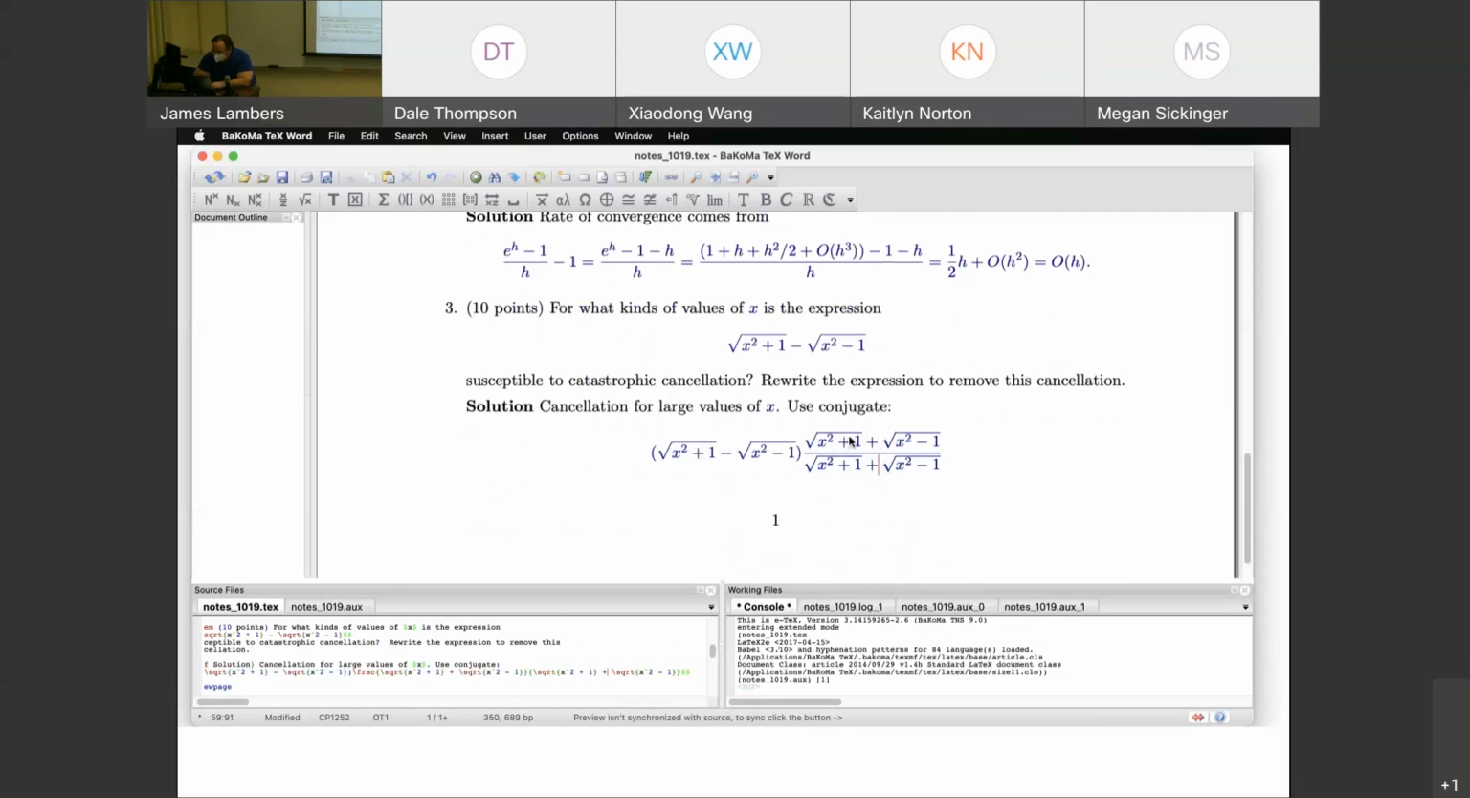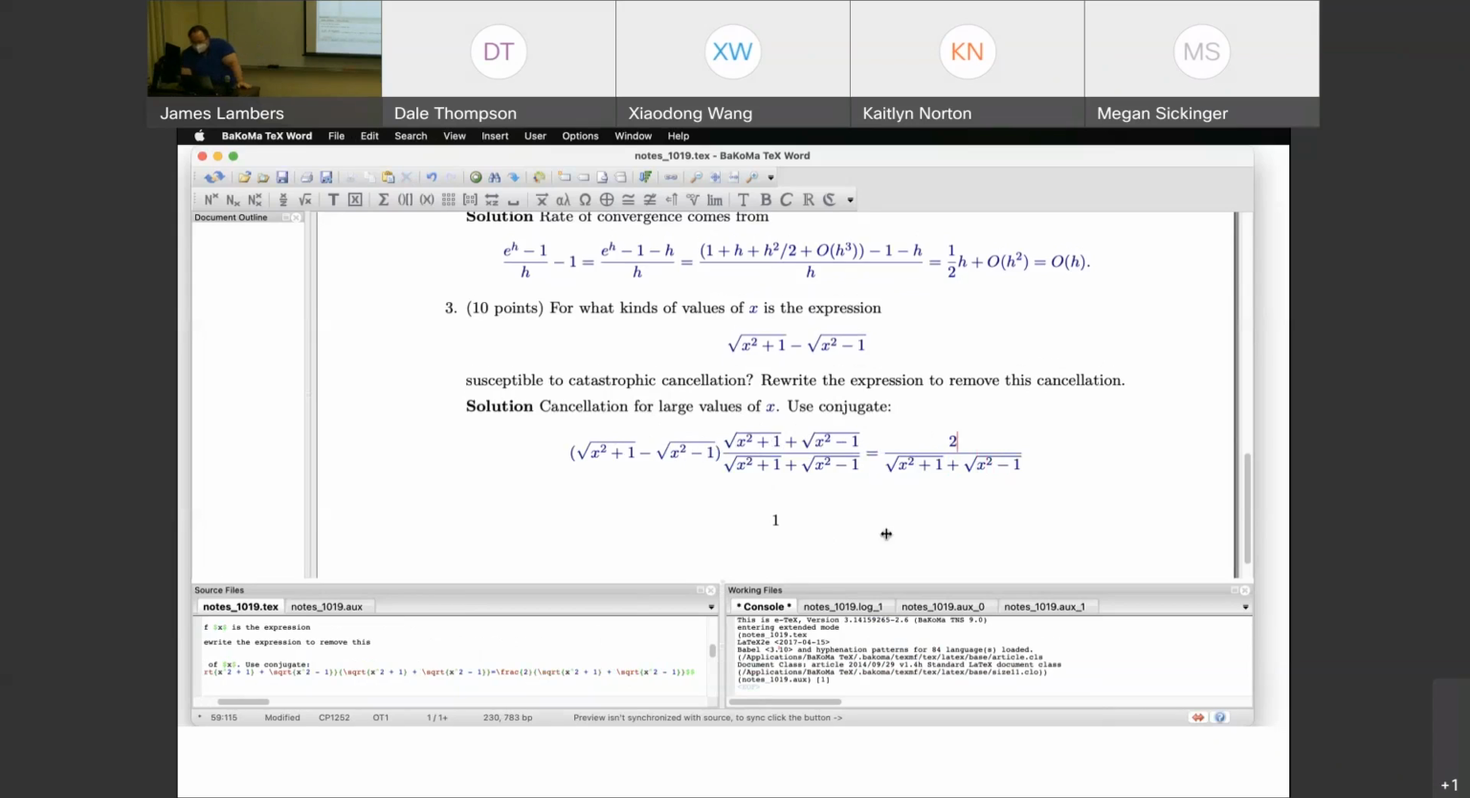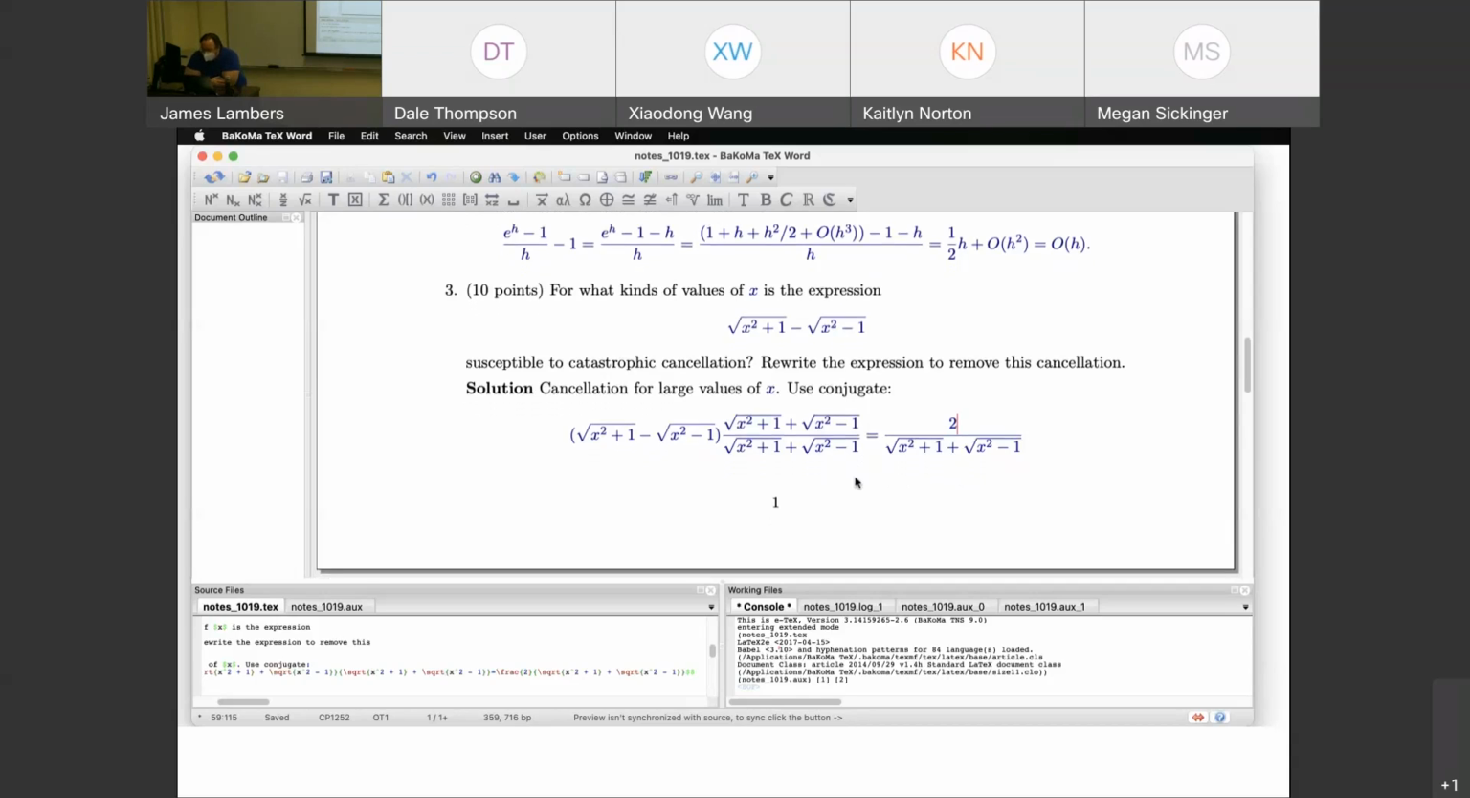And once you simplify all this by multiplying out the numerator, we have x squared plus 1 minus x squared minus 1, the x squareds cancel, and you're left with just 2 up top. So this problematic subtraction became an addition. Questions on this one?